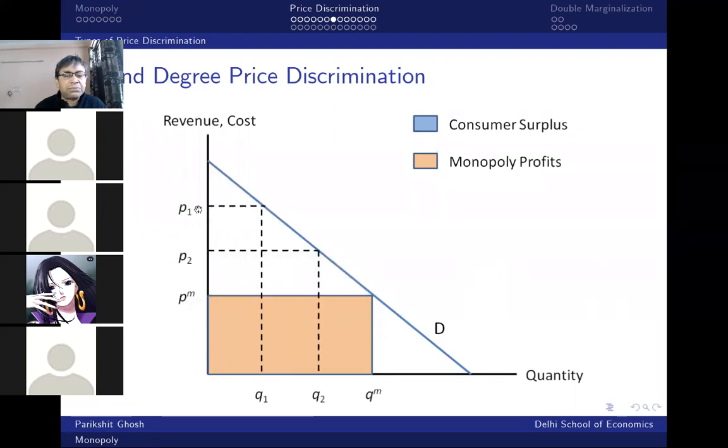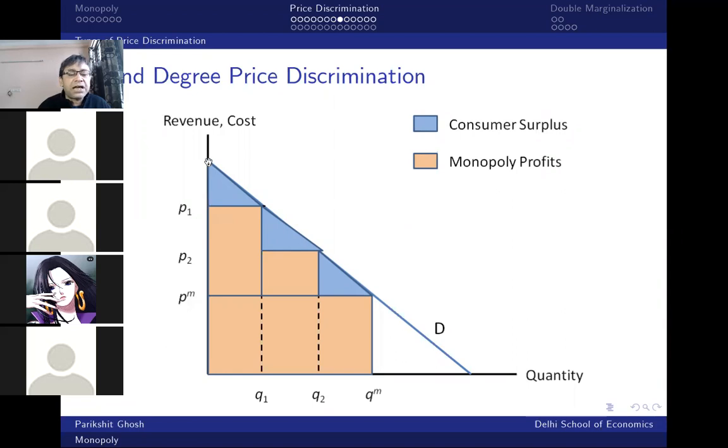Up to Q1, the price charged is P1. Up to Q2, the price charged is P2. And up to QM, it is lowered further to PM. By the same logic, this is what the picture looks like. Consumer surplus is the sum of these three little triangles. And more of the bigger triangle, the initial consumer surplus, has been eaten into or captured by the seller and converted into profits. Now, what is the extreme limit of this?